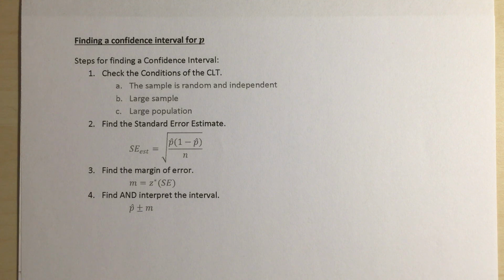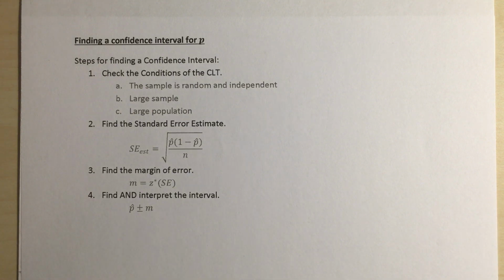All right, step 2, find our standard error estimate. Now the difference between what we saw in the last chapter and what we're seeing here: instead of just seeing SE, we see SE est, and instead of just seeing P's, we see P hats, but it's the same basic formula. Again, the difference between our standard error and our standard error estimate is whether we're dealing with information about a population or a sample, but the setup of our formula is still pretty much the same.